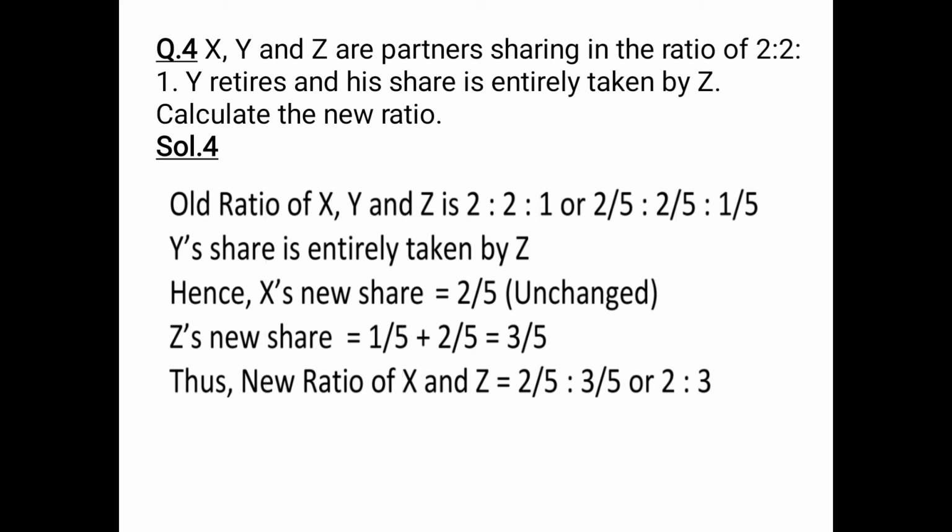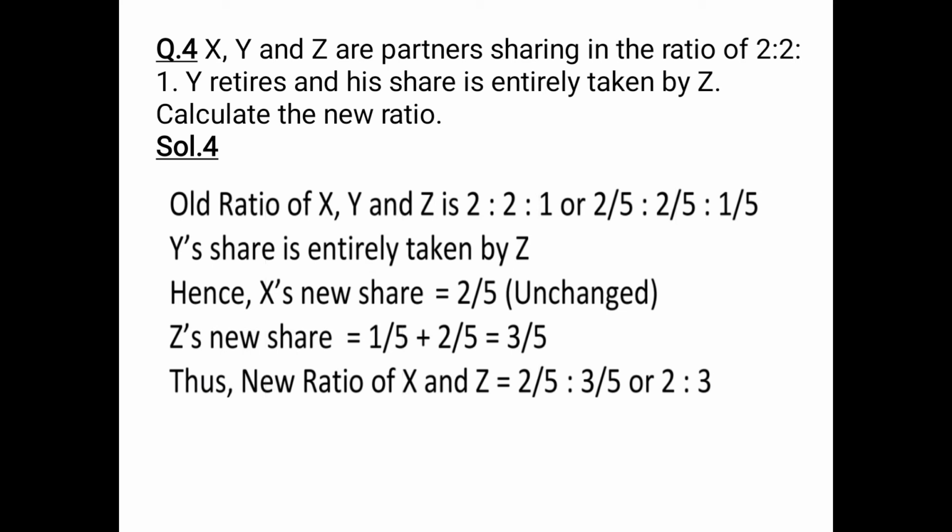So since Y's share is entirely taken up by Z, hence X's new share is equal to 2 by 5 unchanged. Actually the formula is old share plus gaining share. So X's new share is 2 by 5 plus, since he is not gaining anything, that means 0 will be added. So ultimately the new share of X will be 2 by 5 same. Then Z's new share is equal to his old share, that is 1 by 5, plus his gaining share, that is the entire share of Y, 2 by 5. Therefore the new share of Z will be 3 by 5.